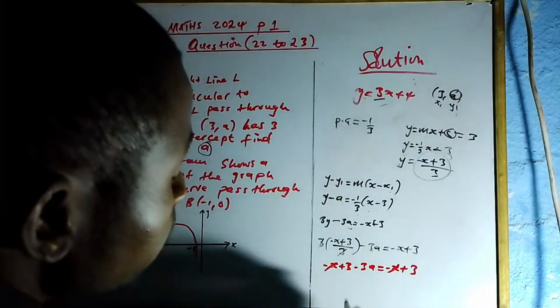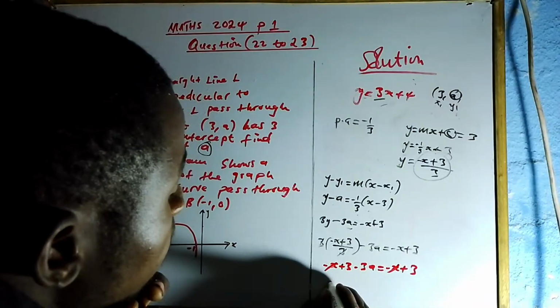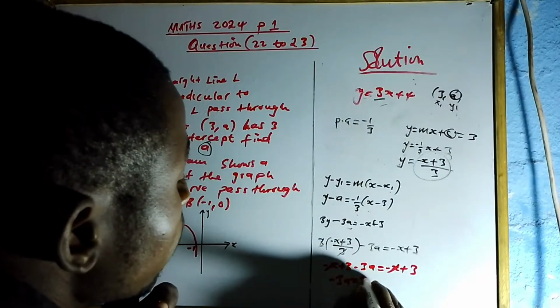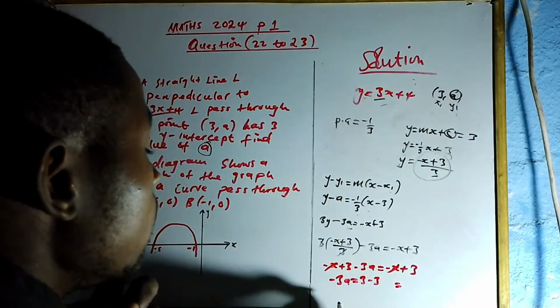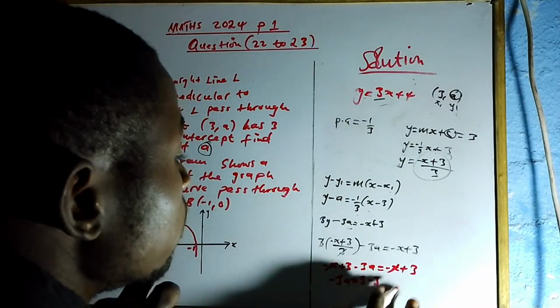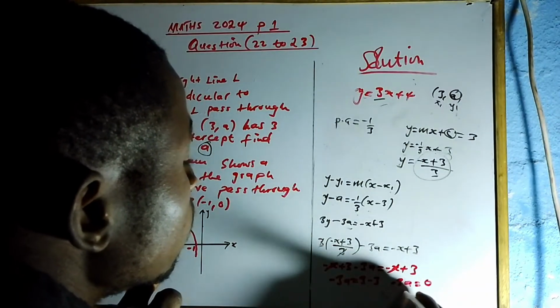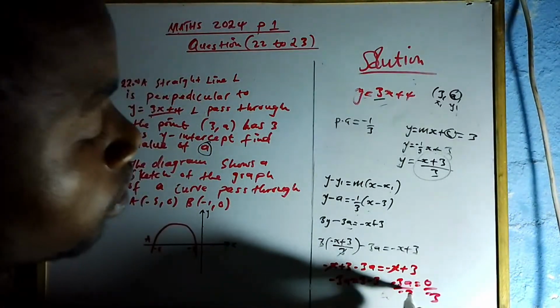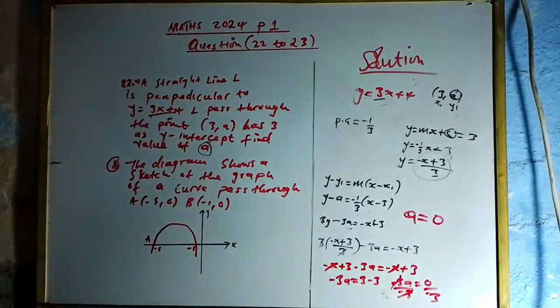So here we have remained with, when this 3 approaches the cosine to be minus 3, so it will be minus 3a equals to 3 minus 3, which will be equal to minus 3a equals to 0. When you divide throughout by minus 3, a will be equal to 0. So our value for a is 0.